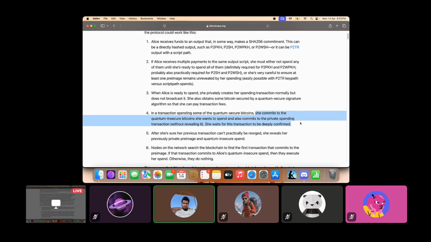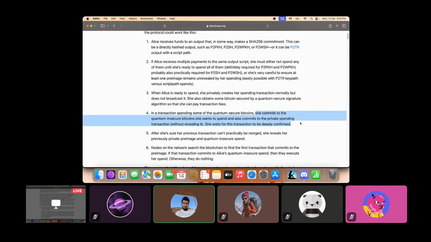Okay, so the nodes will take that preimage, hash that preimage, and match it with the hash that is in the quantum resistant transaction. And only if the preimage is known, then the nodes will propagate that transaction, and the preimage will only be known by the actual owner of that Bitcoin transaction, right?